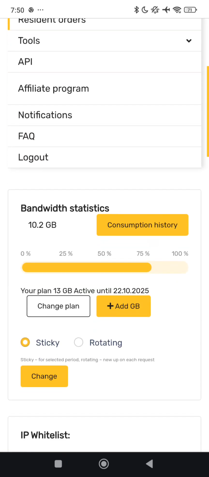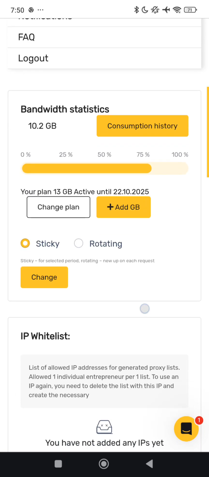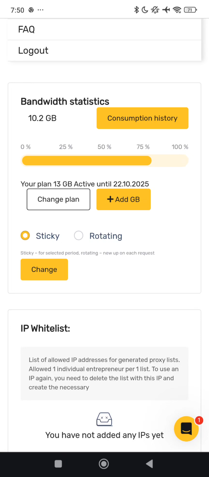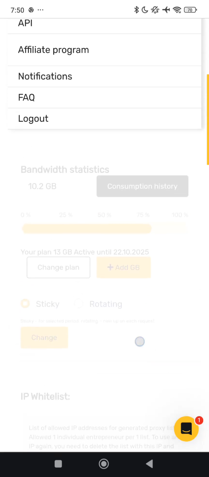When you click on residential order, so far I've bought 13 gigabytes and I have spent 10.2 gigabytes. You understand? So I'm just showing you guys my statistics of bandwidth usage, and I've been using this platform for my Curious Cat. I've enjoyed it and I've made a lot from it.